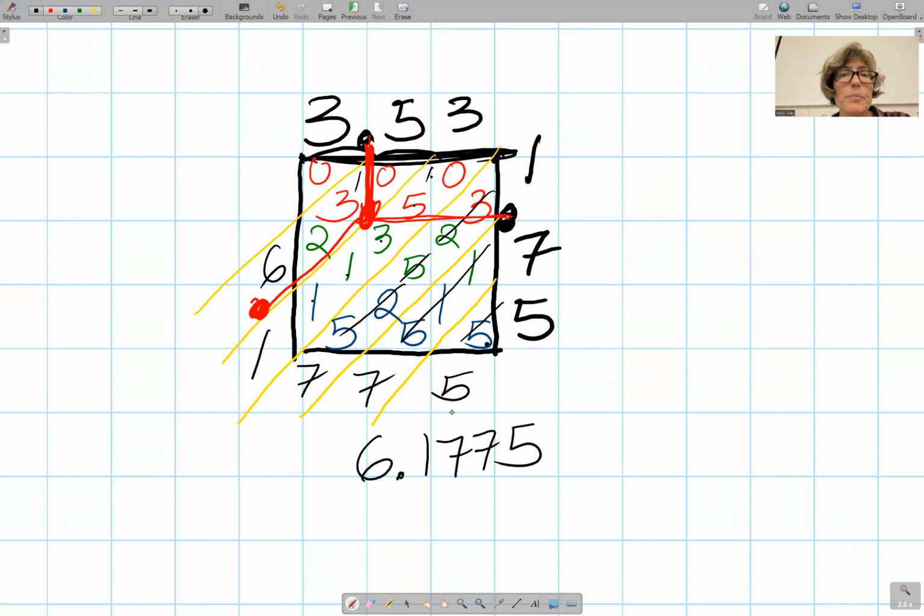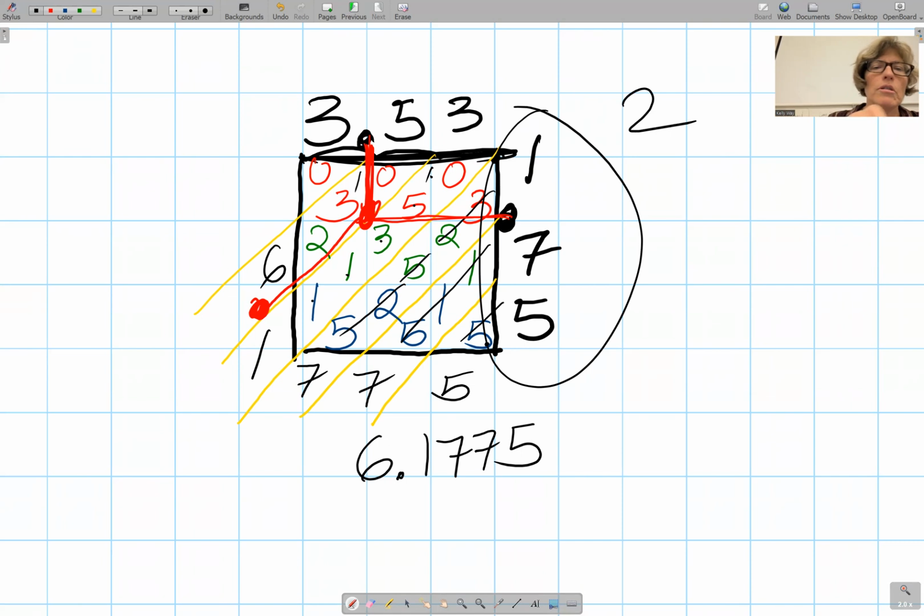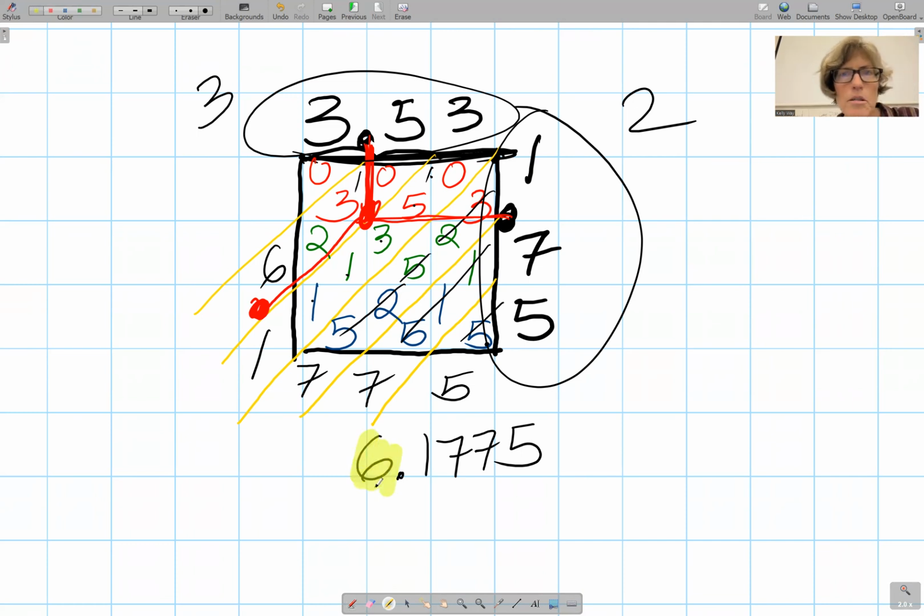So it's 6.1775. Again, your easy estimate is this, okay? This is close to 2-ish. This is close to, if we're rounding this down, 3-ish, and 2 times 3 is 6-ish. So kind of do your little easy estimate there. So that is multiplying using 2 decimals for lattice.